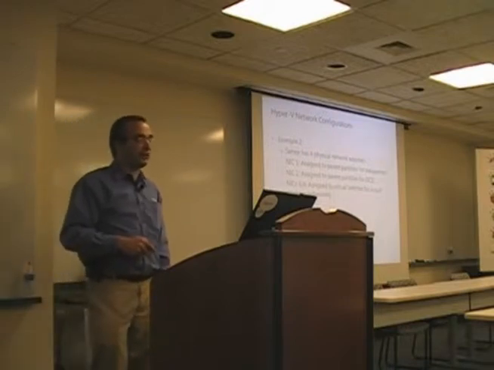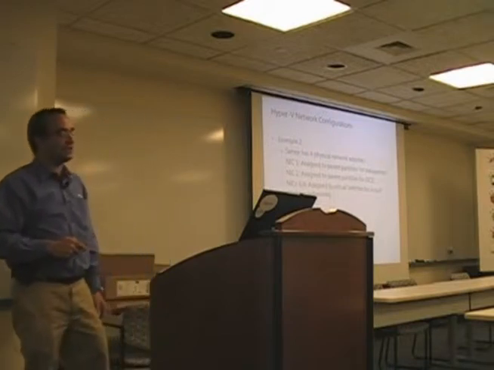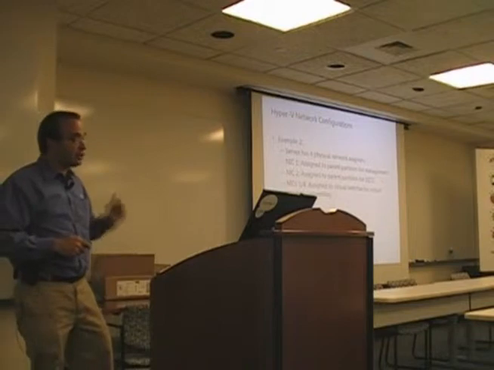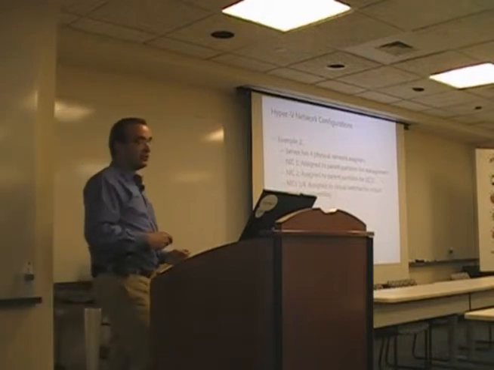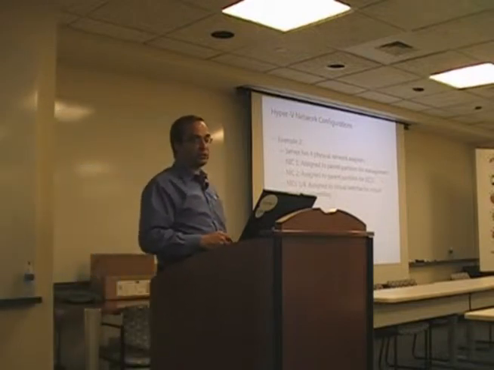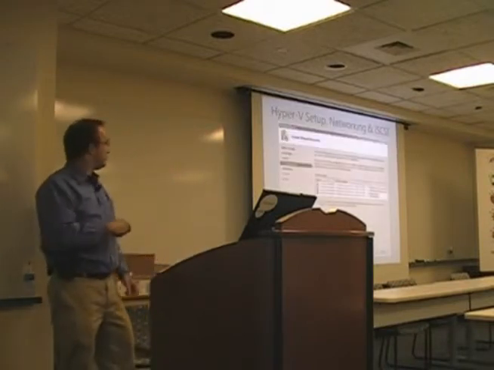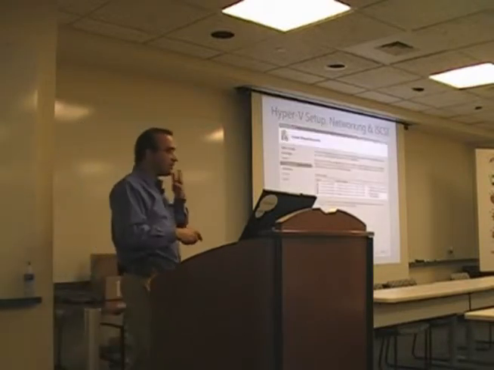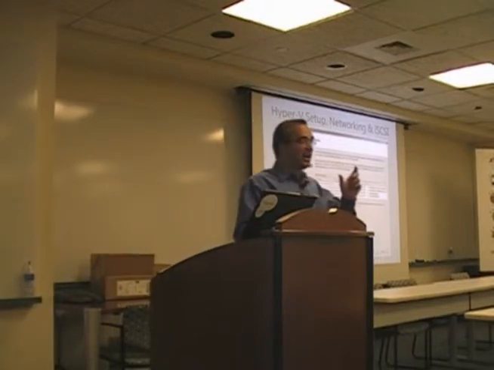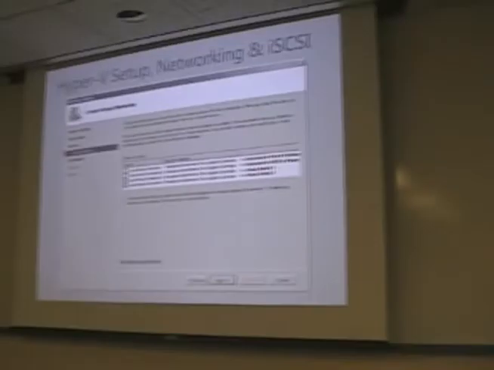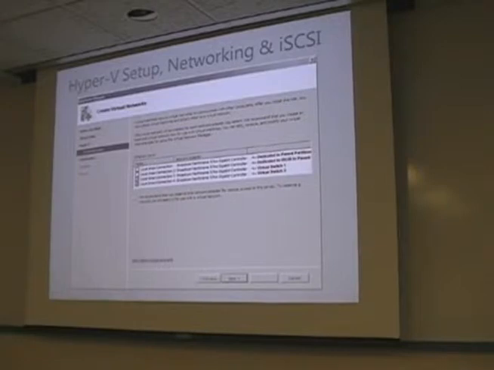Server has 4 physical network adapters. NIC 1 is assigned to the parent partition for management. NIC 2 is assigned to the parent partition for iSCSI, and NICs 3 and 4 are assigned to virtual switches for virtual machine networking. So what does that look like? You have 2 that are unchecked. The one for iSCSI is unchecked because, remember, iSCSI is being managed by the parent, right? So you're going to reserve that for the parent, for the iSCSI parent.